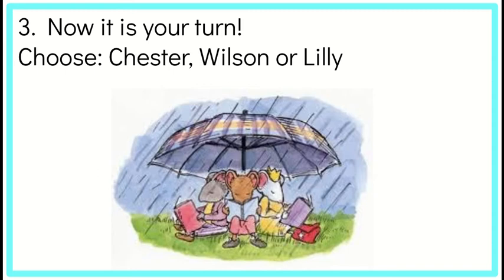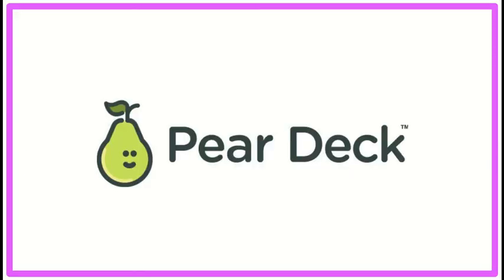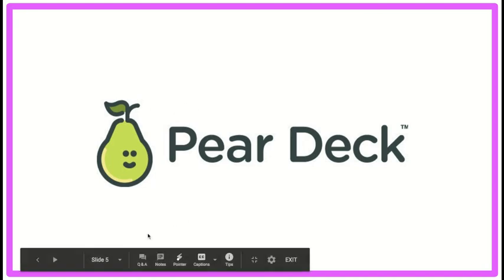Now it's your turn. For our characters today from our story, you can use Chester, Wilson, or Lily. Any of them from the story, it is your choice. Now remember, you can only choose one. You can choose your favorite. It does not matter who you choose. Now, when we do this drawing project, we're actually going to do this on Pear Deck. So you're going to have a chance to do it in a second. Okay, good luck.